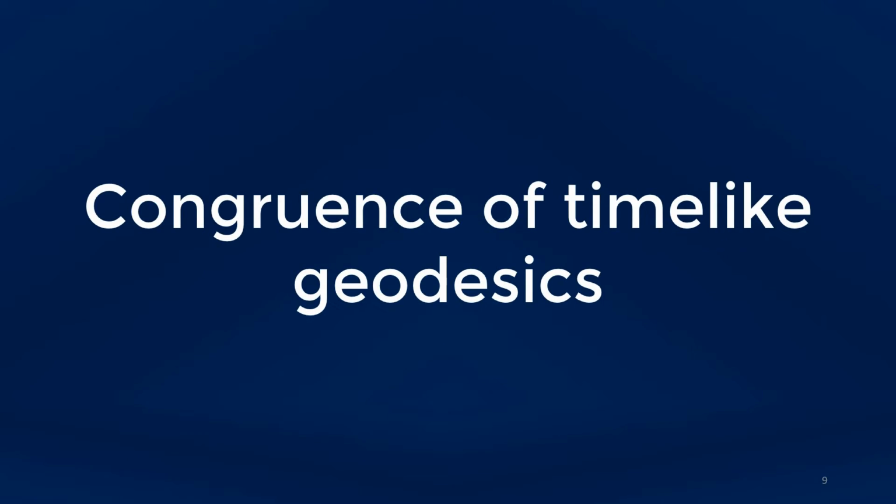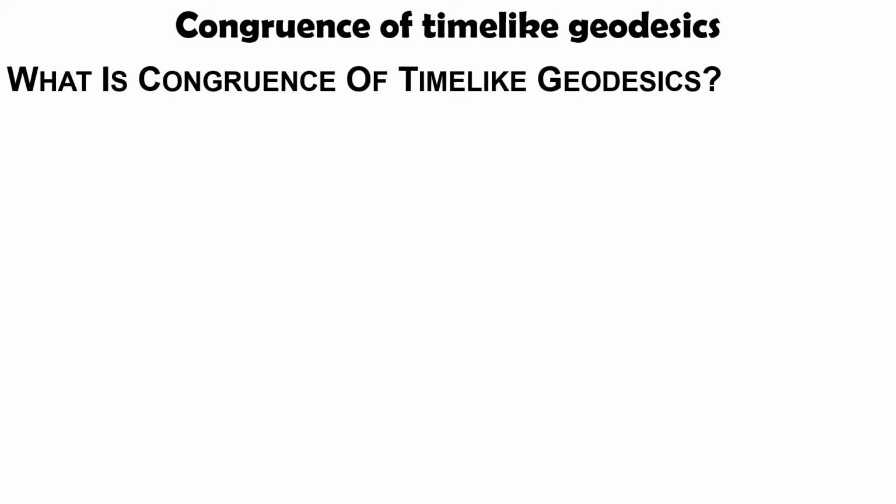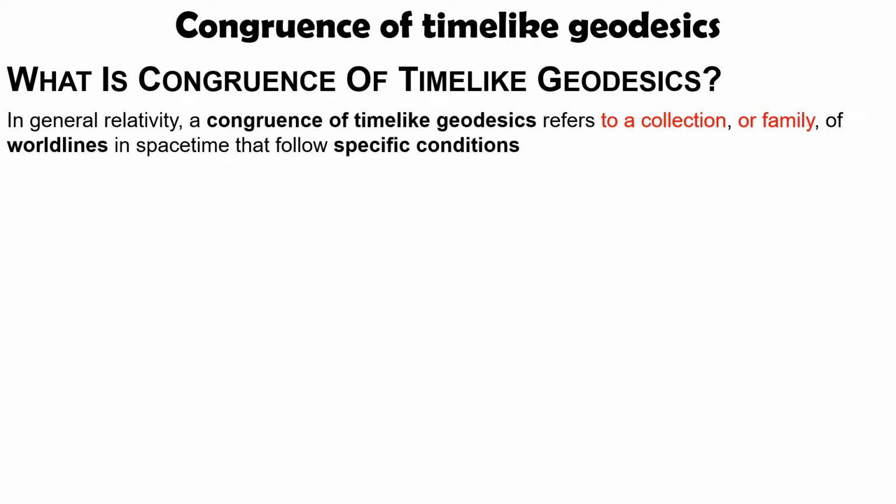So first we would look into what is called a congruence of time-like geodesics. Now, what is a congruence of time-like geodesics? First, let us understand what it actually is. In general relativity, a congruence of time-like geodesics actually refers to a collection or a family of world lines. That means a kind of trajectory, you can say, but it is not one, it's a collection or a family in space-time that follows certain specific conditions. I will come to what those conditions are.